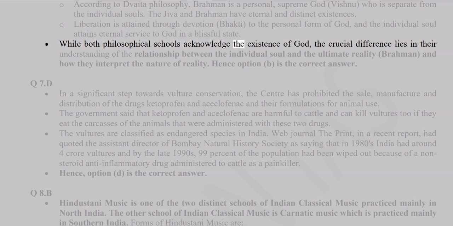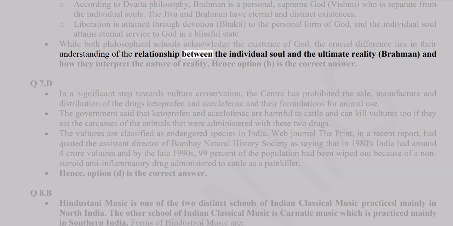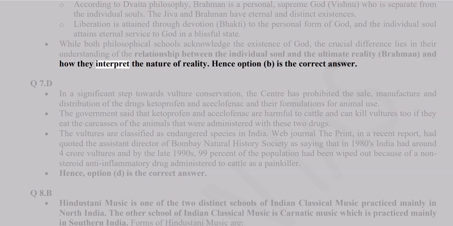While both philosophical schools acknowledge the existence of God, the crucial difference lies in their understanding of the relationship between the individual soul and the ultimate reality, Brahman, and how they interpret the nature of reality. Hence option B is the correct answer.